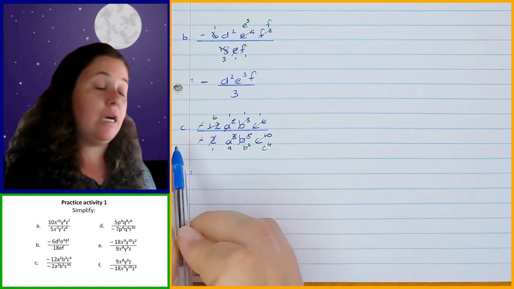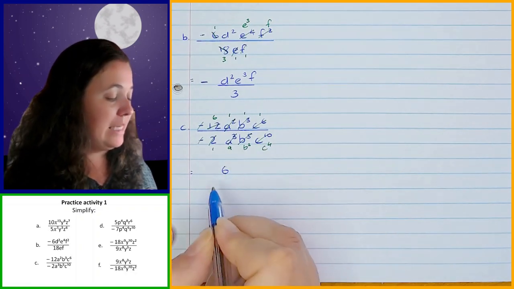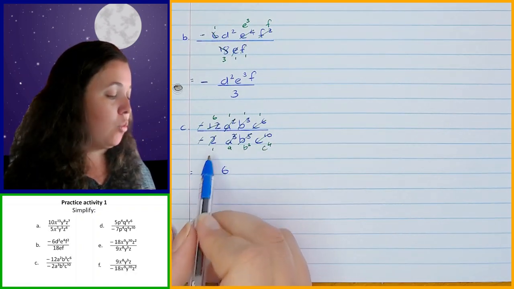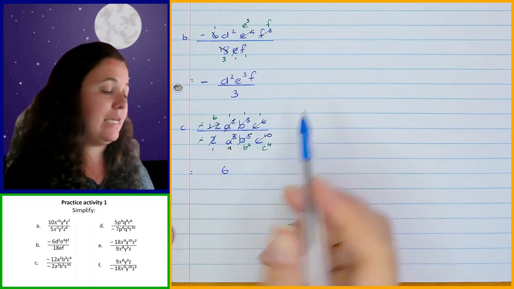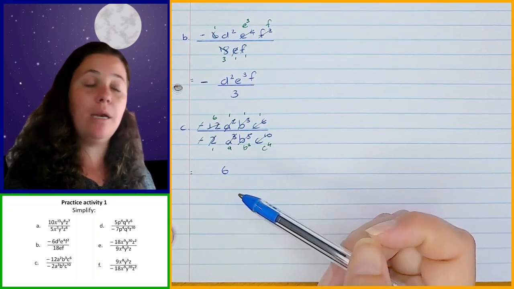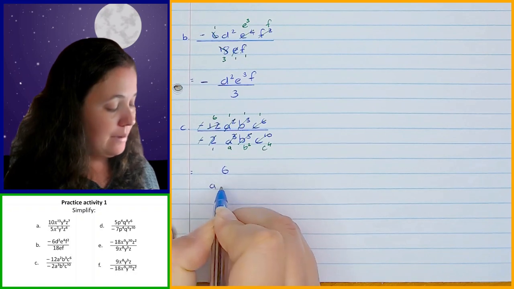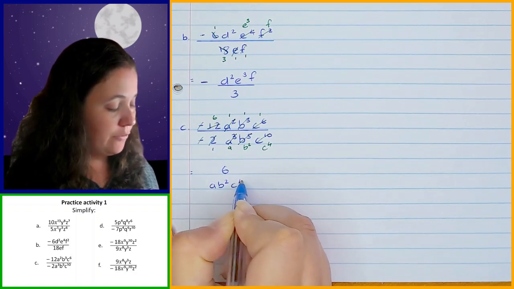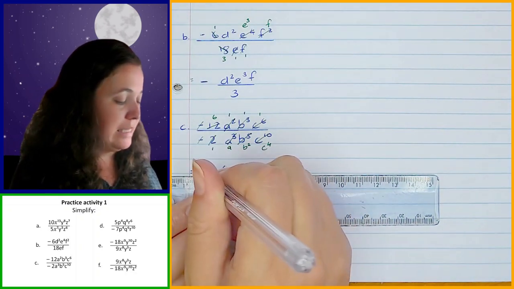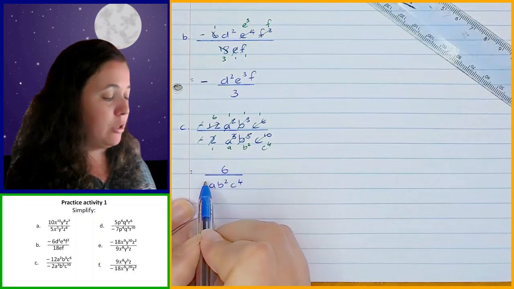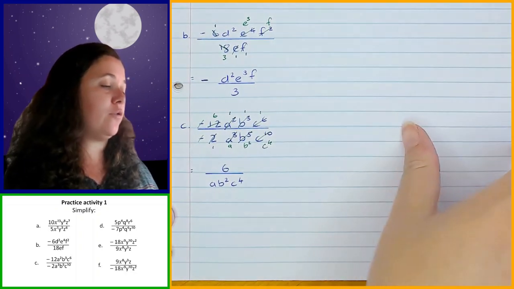So in the numerator, I've got 6 times 1 times 1 times 1. So that just gives me 6. And in my denominator, I've got 1 times a b squared c to the power of 4. Again, just like in the previous question, I don't have to worry about the 1 because I've got variables. So I just am going to write down those variables. So I've got a b squared c to the power of 4. And that is the denominator of my fraction where the numerator is 6. And remember, it was positive because I had a negative divided by negative. Okay, so that's what we should have got for question C.